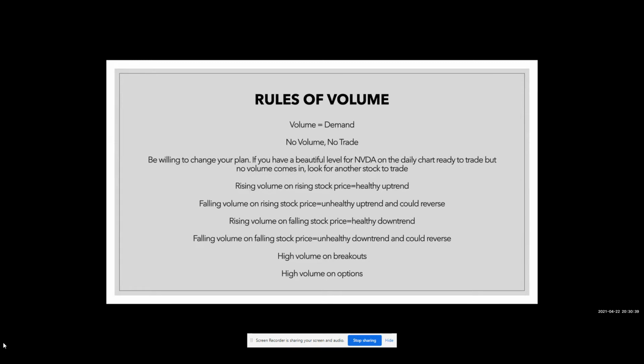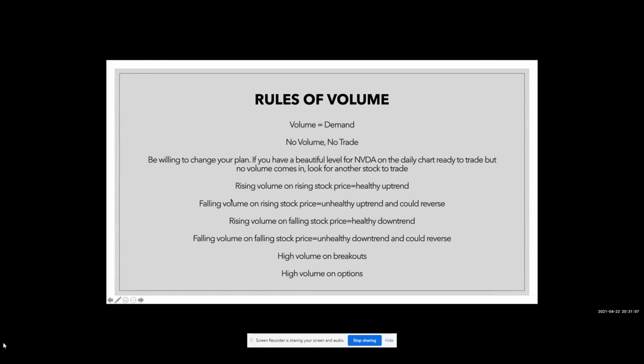I have a nice watch list. Oh, maybe there's a beautiful level on Tesla, but the market actually opens at 9:30 a.m. and Tesla just has no volume, right? There's no aggressive buying, there's no aggressive selling. So I have to change my plan. That's something you have to consider. Be willing to change your plan. If no volume comes in on the stock, no volume comes in on the options, look to trade something else or don't trade at all.